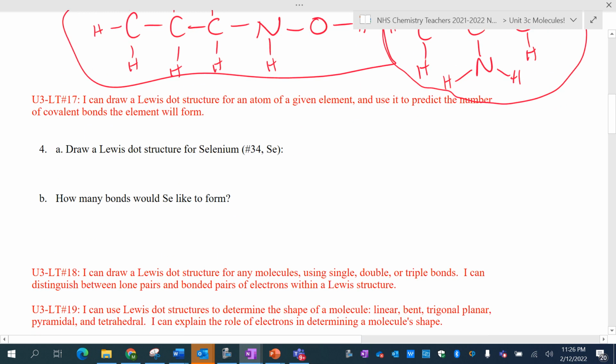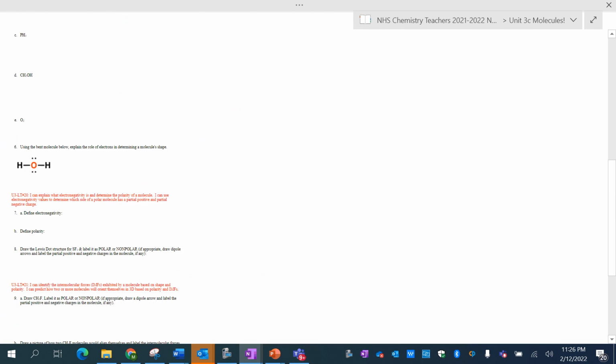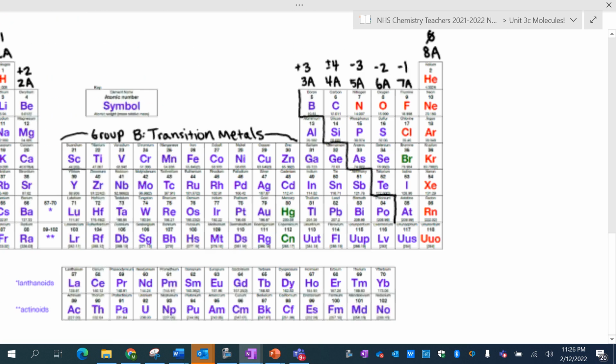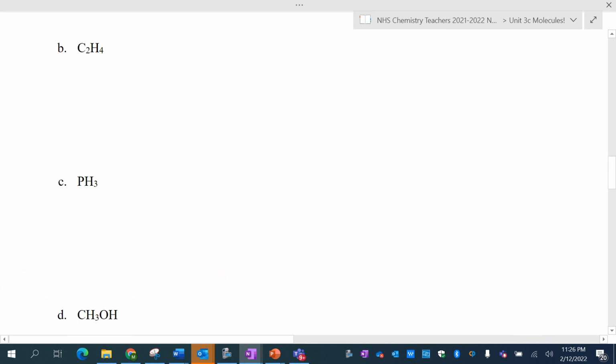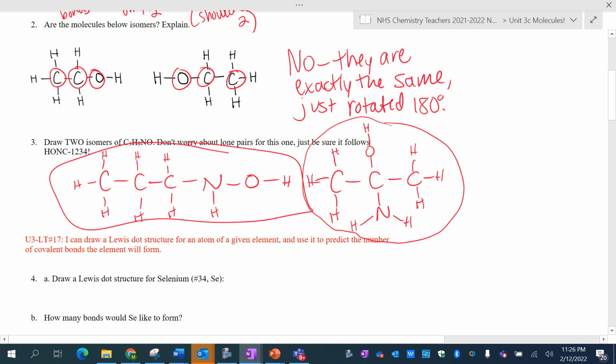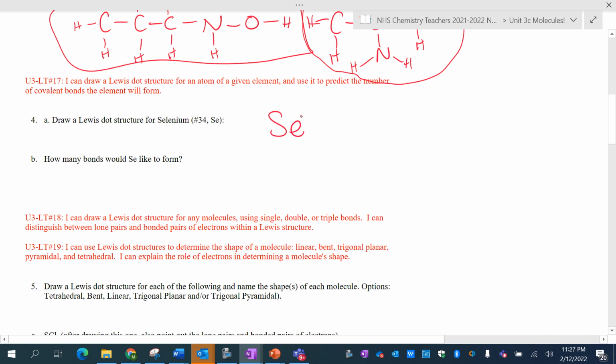Draw a Lewis dot structure for selenium. Well, if I check the periodic table, I guess they're not off to the side on this one. Selenium is in group 6A. So it gets 6 dots. You go around clockwise. 1, 2, 3, 4, 5, 6. And so there's 2 places where it would like to form a bond because it has 2 lonely electrons.